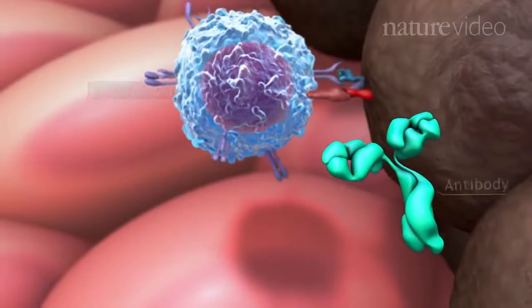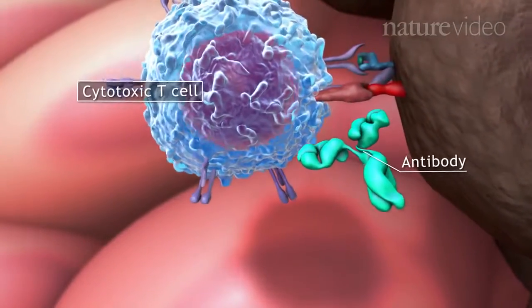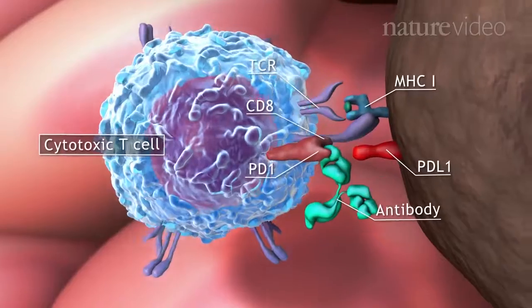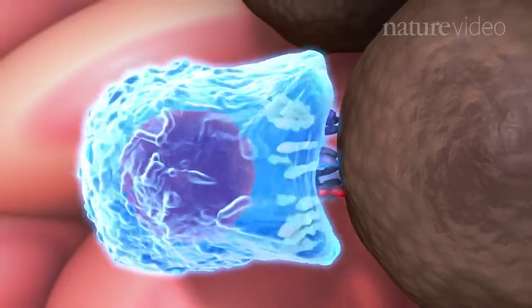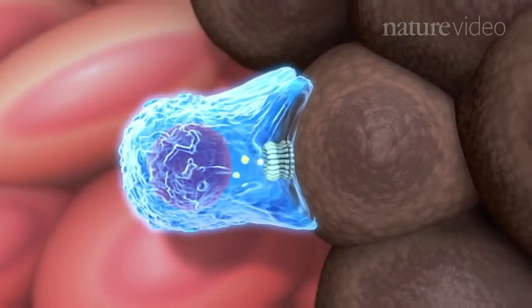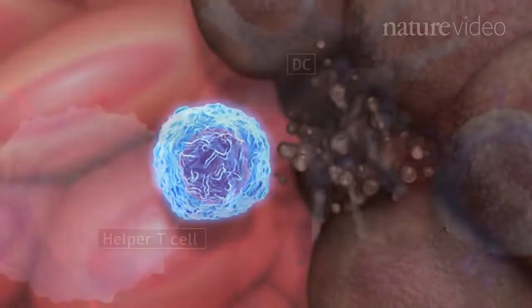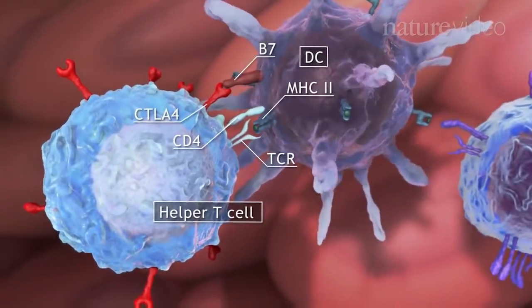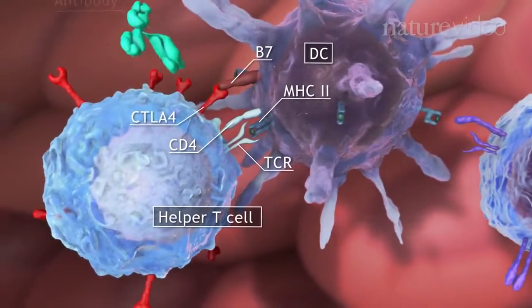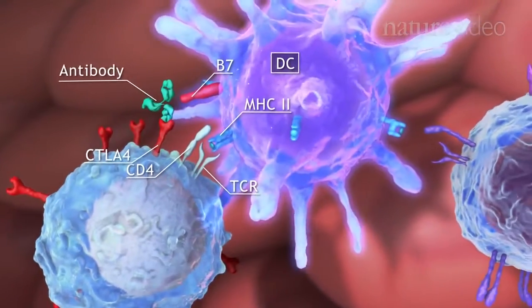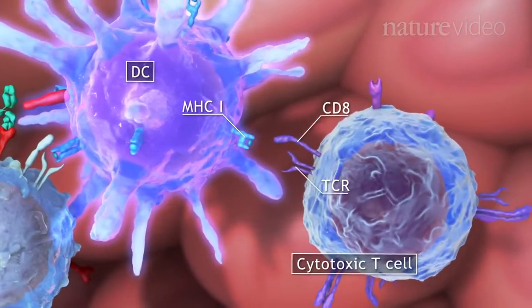An alternative approach is to target the immune checkpoints. For instance, antibodies that bind to PD-1 stop this molecule from switching off cytotoxic T cells. Another immune checkpoint being targeted is CTLA-4. Blocking this molecule helps DCs to drive anti-tumour T cell responses.